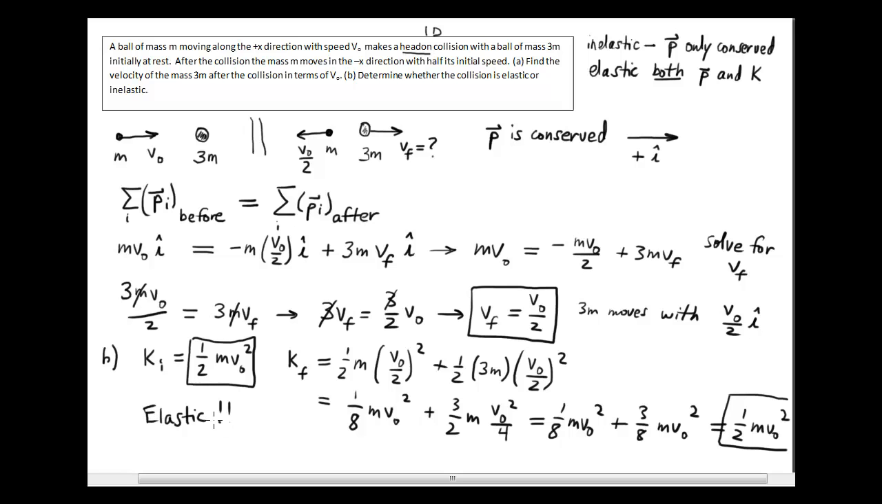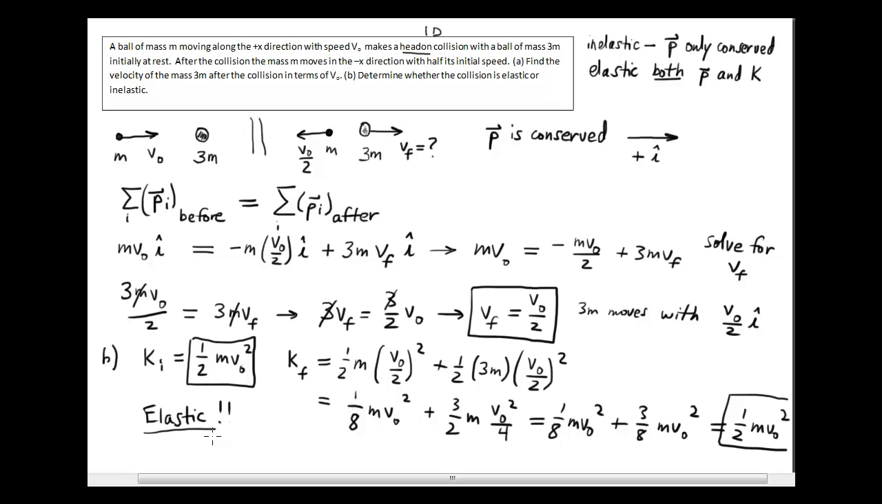So, unless I'm told otherwise, I can't assume that a collision is elastic, but by solving in this case for the final speed of the mass 3m, it was easy to then calculate the initial and the final kinetic energies and compare them. So it's a relatively simple problem. We use conservation of momentum to find the missing piece of information, and then, based on that, we can calculate kinetic energies. Now, collisions like this won't always be elastic. In fact, elastic collisions are kind of the exception.